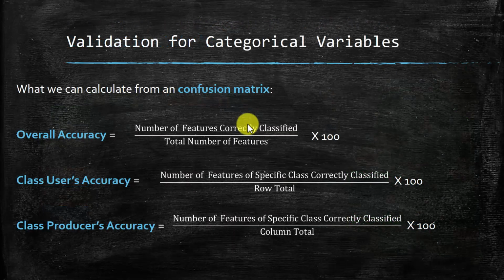Okay, so from an error or confusion matrix, there are many different measures that can be calculated. First off, you can calculate overall accuracy, and that's simply the number of features correctly classified, basically the diagonal, divided by all of the features, or the sum of the entire table. If you multiply that by 100, it'll be a percentage, somewhere between 0 and 100%. You can also look at accuracies that are specific to a specific class, as opposed to the entire classification overall. User's accuracy is calculated as the number of features of a specific class that were categorized correctly divided by the row total, so summing across the rows, times 100. And then the producer's accuracy is the correct divided by the column total for that class times 100.